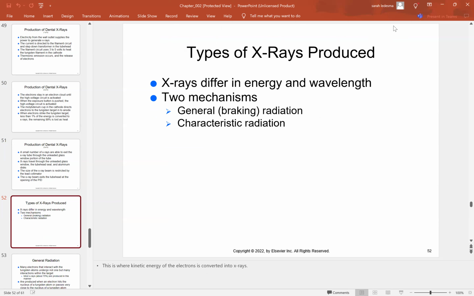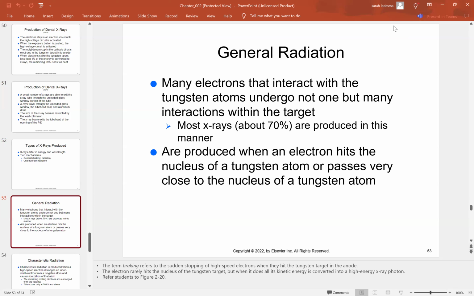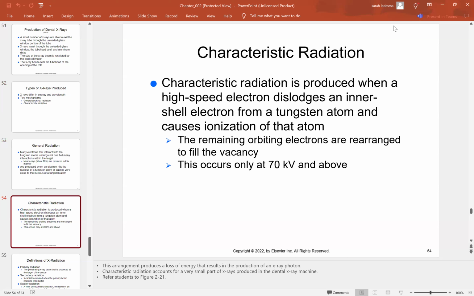Types of X-rays produced. X-rays differ in energy and wavelength. Two mechanisms: general bremsstrahlung radiation and characteristic radiation. General radiation: many electrons that interact with the tungsten atom undergo not one but many interactions within the target. Most X-rays, about 70%, are produced in this manner and are produced when an electron hits the nucleus of a tungsten atom or passes very close to the nucleus of a tungsten atom.